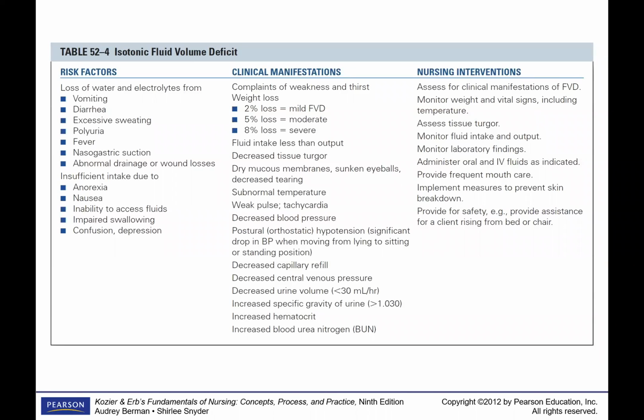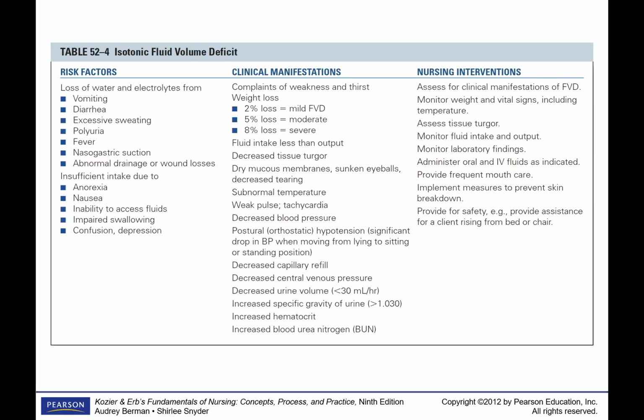So, because they have anorexia or nausea or can't access fluids, you may have somebody who's stranded somewhere and not able to take in fluids. They can't swallow, or they're very confused. They don't recognize that they're thirsty. So someone with dementia, or they're severely depressed and can't get up, get out of bed and get those fluids.